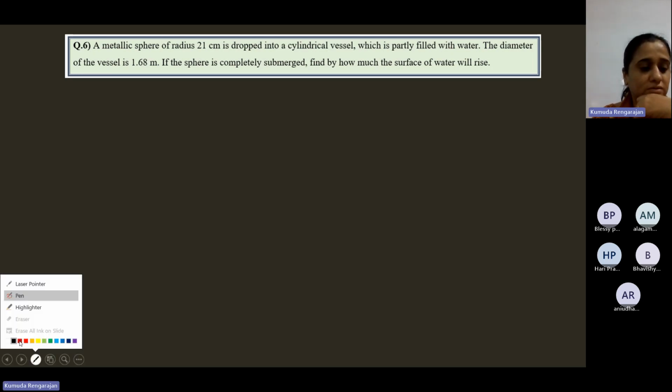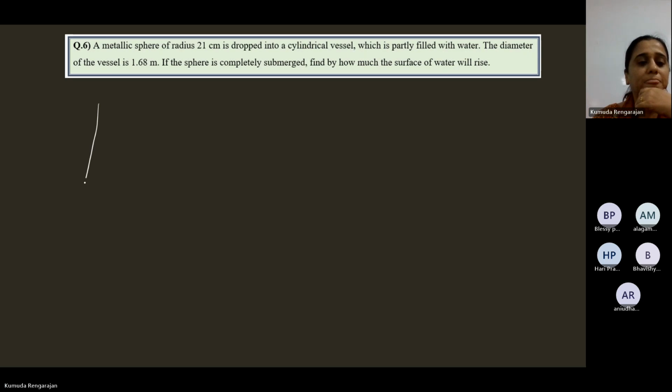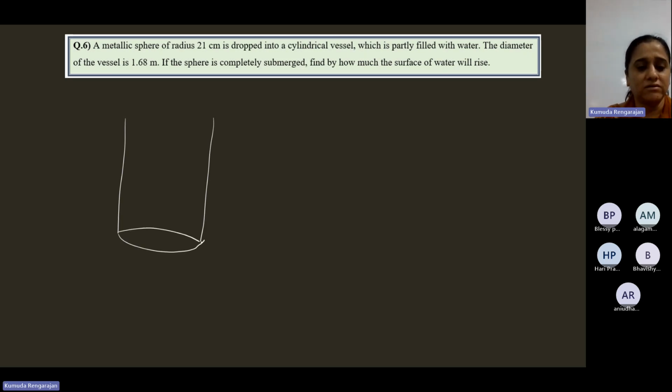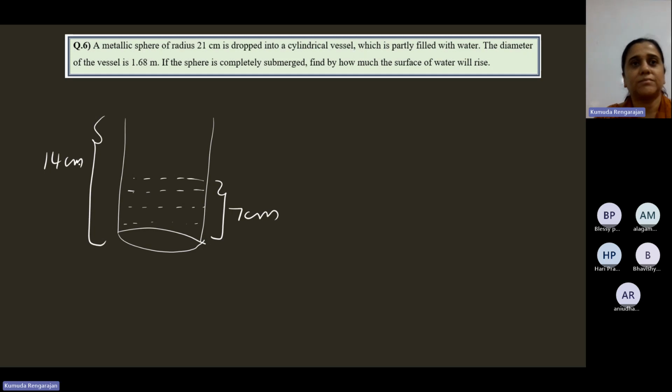Yeah, before I do this, now when you have a cylindrical vessel, okay, any vessel, I'm just saying cylindrical vessel here, and if water is filled to a height of 7 centimeters, say, the total height is 14 centimeters. Okay, there are two things here. Volume of the water in the cylinder, volume of the cylinder. Now I'll give you the value for radius also.